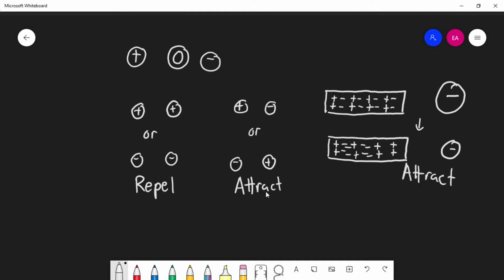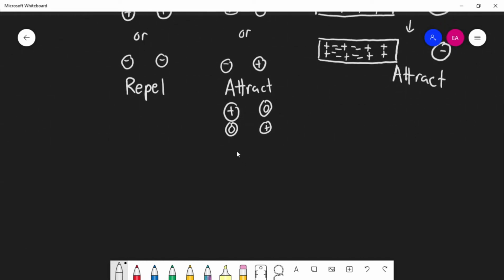So we could also say that positive and neutral attract, neutral and positive attract, neutral and negative attract, and finally negative and neutral also attract.